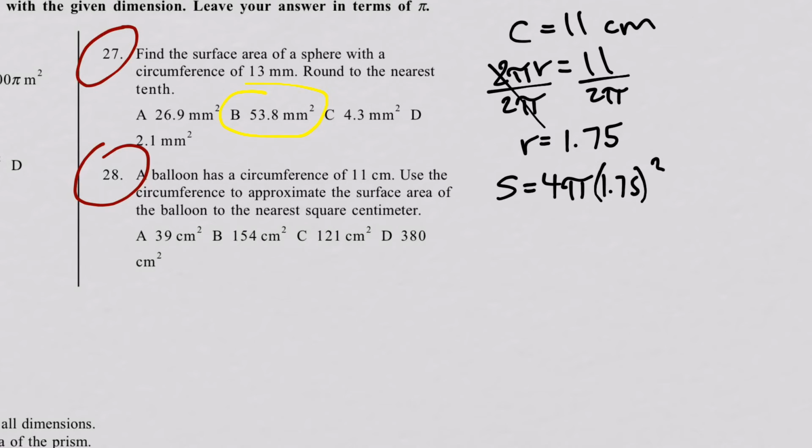And I get 38.5. But it says round to the nearest square centimeter, so to the nearest whole number, that would be A, 39 centimeters squared.